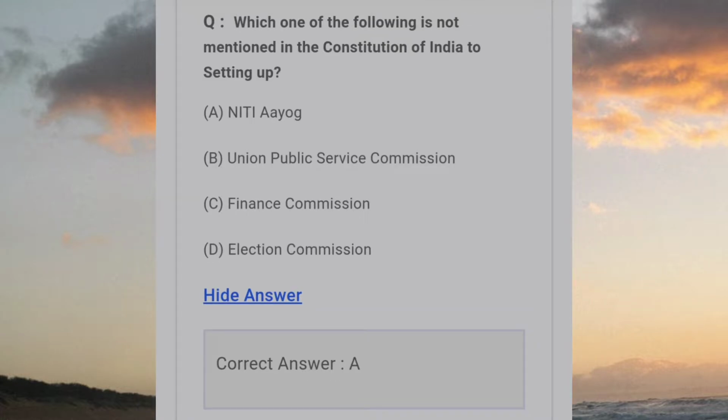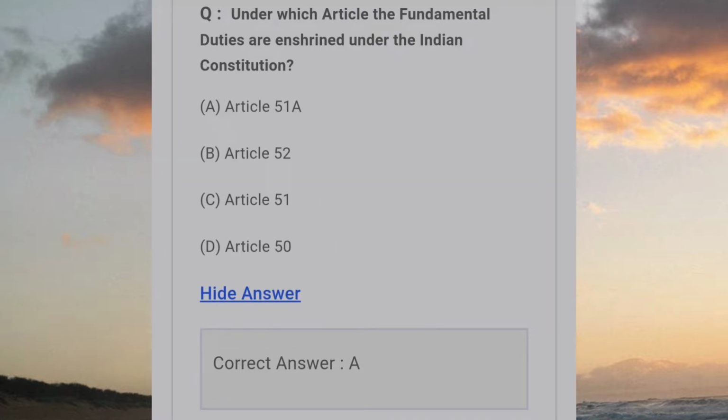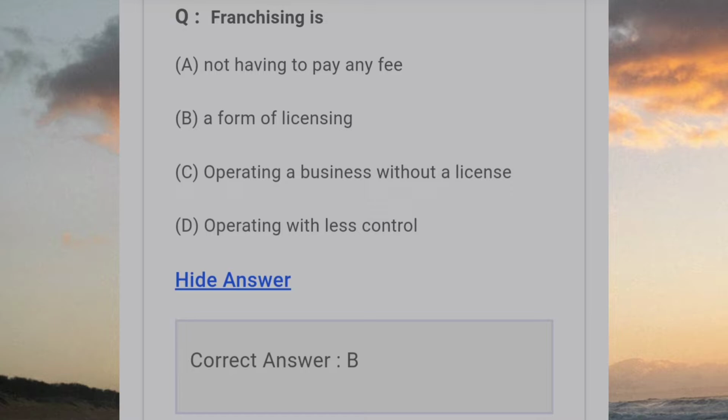Which one of the following is not mentioned in the Constitution of India to be set up? Answer A. Niti Aayog. Under which article are the fundamental duties enshrined under the Indian Constitution? Answer A. Article 51A. Franchising is? Answer B. A form of licensing.